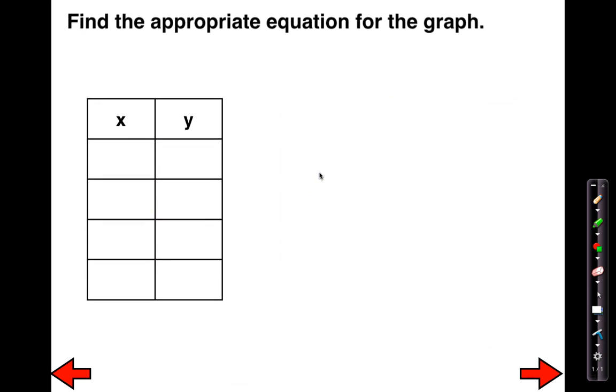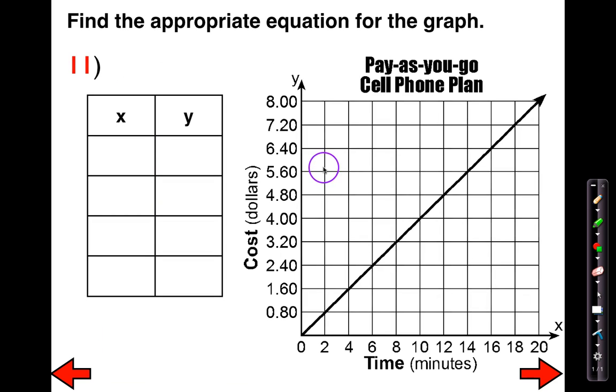Okay? So now here, what I'm going to have you do is go ahead and pause the video and try this one on your own. So for this example here, I know for a fact it's a proportional relationship because it's linear, it goes through the origin, so it's definitely going to follow the form y equals kx.